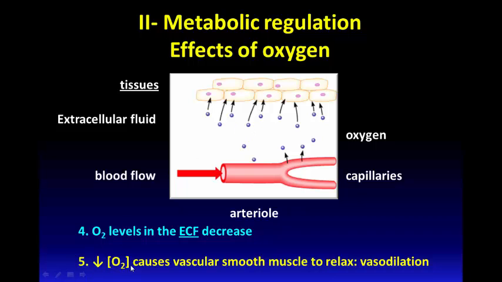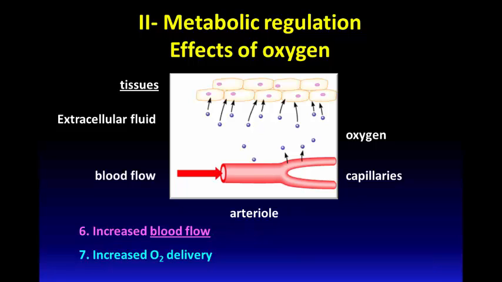The decrease in the oxygen levels in the interstitial fluid causes the smooth muscle cells in the arterioles to relax, and the arterioles would undergo vasodilatation. Arteriolar dilatation increases blood flow, hence oxygen delivery to the actively metabolizing tissue also increases.